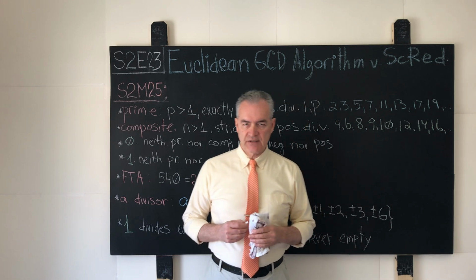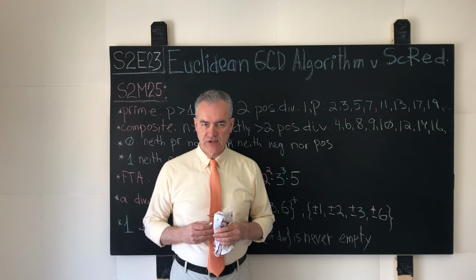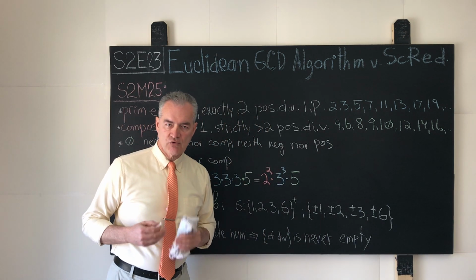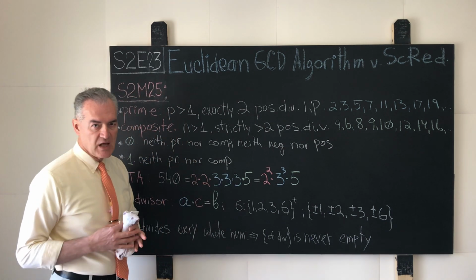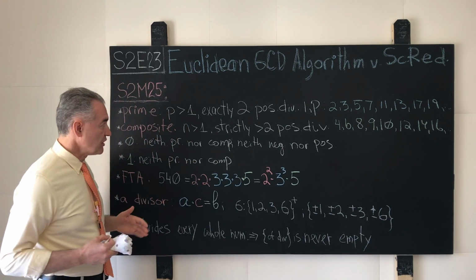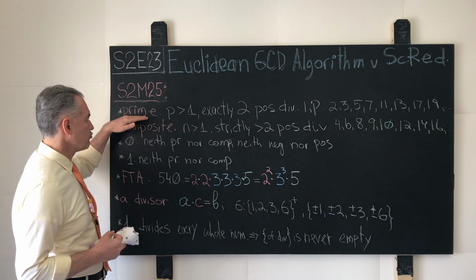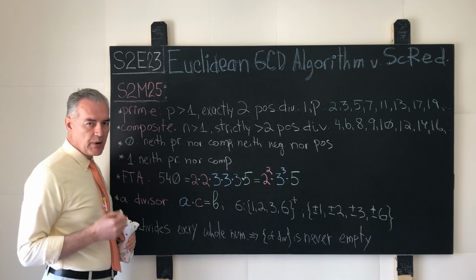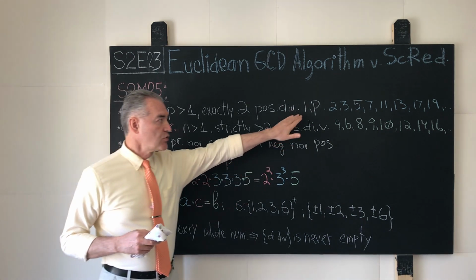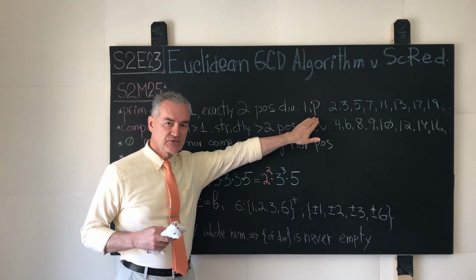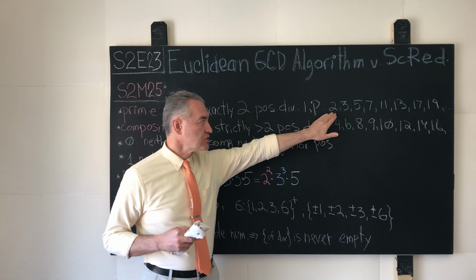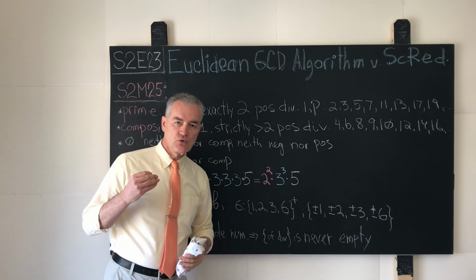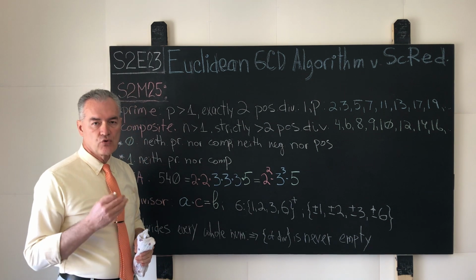Thus, in order to understand how and why the Euclidean greatest common divisor algorithm works, it is imperative that we have a good and firm grasp on the following notions. A strictly positive whole number greater than 1, p, is prime, shown over here, if it has exactly and only two positive divisors, the number 1 and the number p itself. The list of initial prime numbers is shown over here: 2, 3, 5, 7, 11, 13, 17, 19, and so on. That list goes on forever.